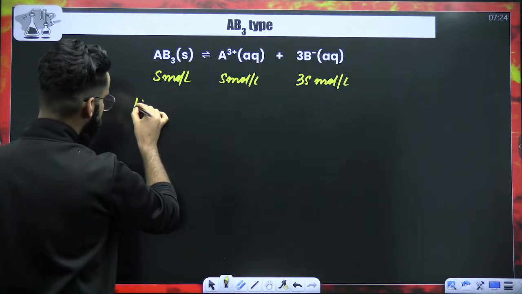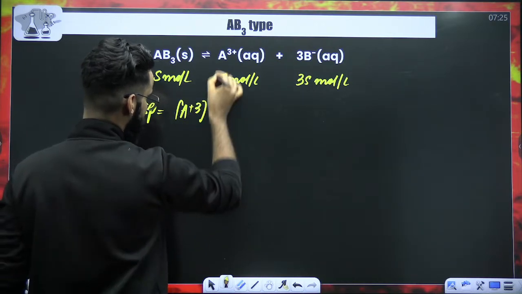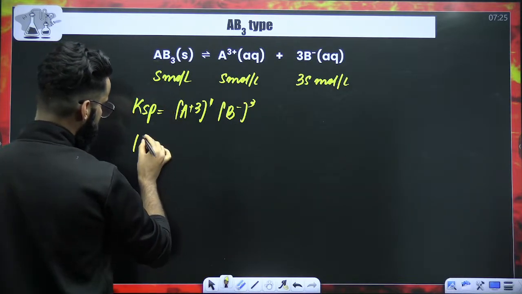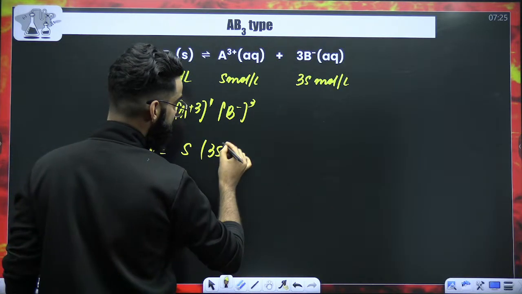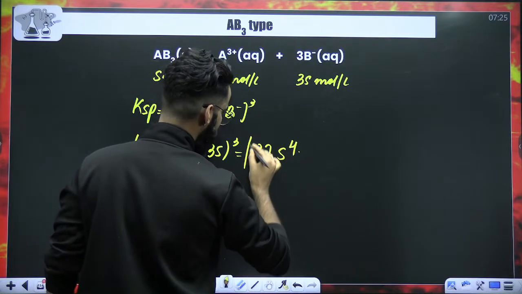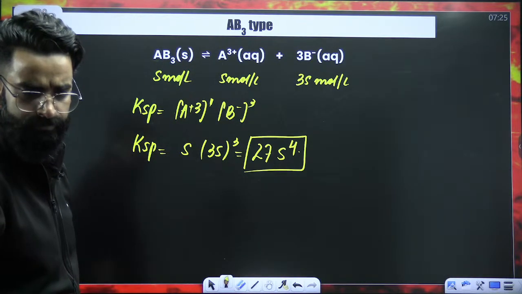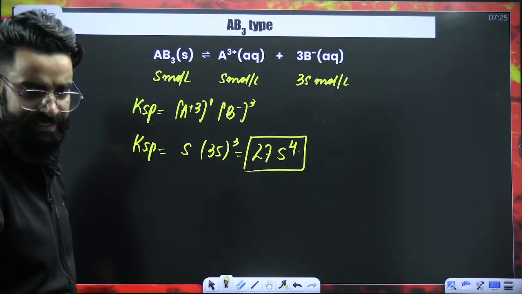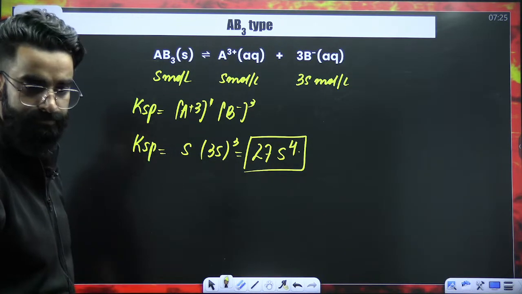Now write the expression for KSP. KSP is the concentration of A3 positive raised to the power stoichiometric coefficient, times the concentration of B negative raised to the power stoichiometric coefficient. So KSP is equal to S times 3S raised to the power 3. So it's going to be 3 cubed, 27, S raised to the power 4. This is how you write the expression of KSP for this particular type of salt. I hope this particular point is clear to you.